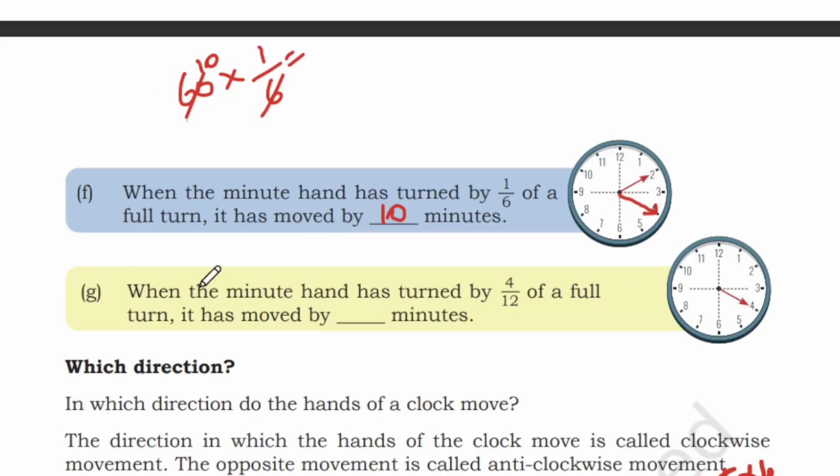Okay, so next, when the minute hand has turned 4 by 12 of a full turn. So 60, 4 by 12 of a full turn. You get 5, and 5 fours are 20. So 20: 5, 10, 15, 20. So 20 minutes. Alright.